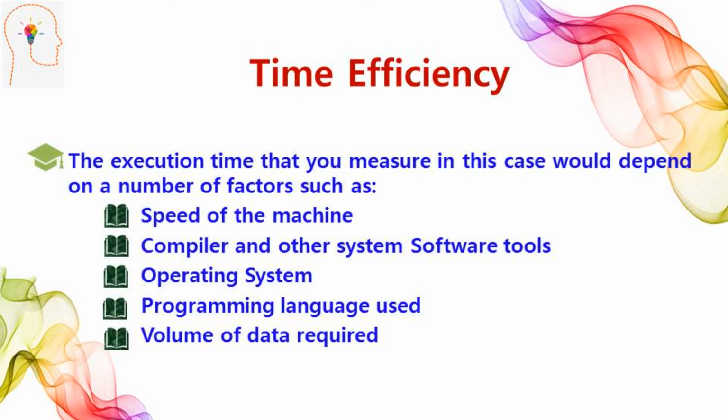First one is the speed of the machine. It could be considered as the machine speed. And the next one is the compiler and other system software tools. Here it converts to machine language, and it determines how efficiently an algorithm solves a given problem.